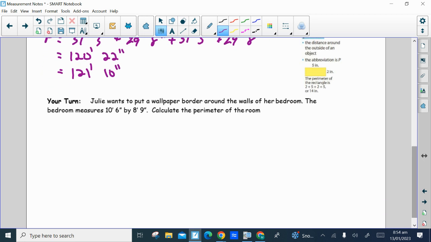All right, so Julie wants to put a wallpaper border around the walls of her bedroom. The bedroom measures 10 feet 6 inches by 8 feet 9 inches. Calculate the perimeter. So it would be done exactly the same way. Now, you could, if you wanted to here, do it this way. You have 2 walls that measure 10 feet 6 inches, plus 2 walls that measure 8 feet 9 inches.